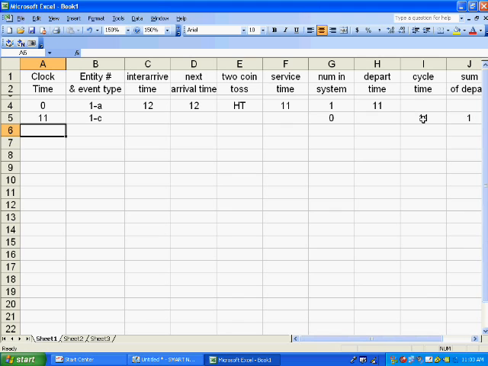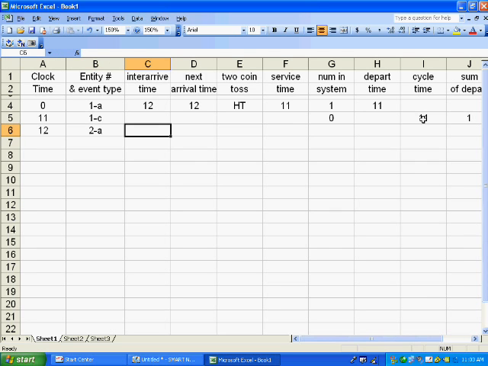Now, how many entities are on the future events list? 1. That's correct. There's 1 entity, because there were 2, and we pulled 1 off. So when do we jump our clock time to? 12. Okay, we go to 12. The entity that has done that is 2, and that's an arrival.